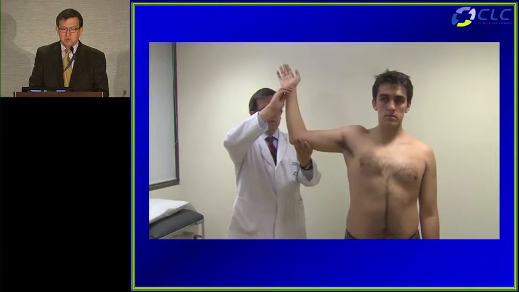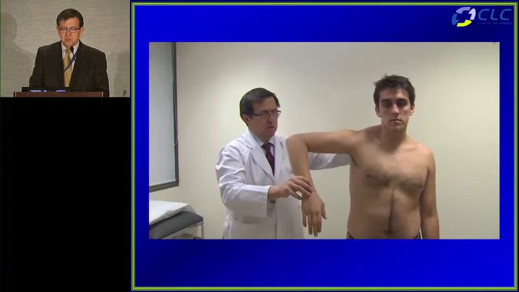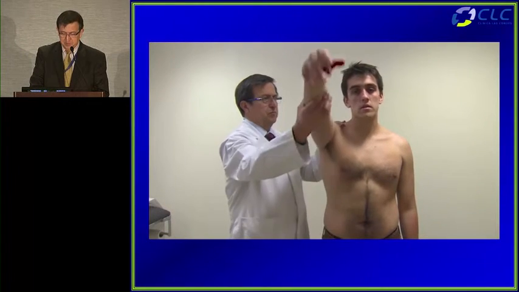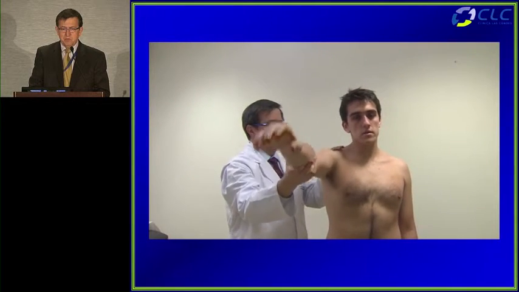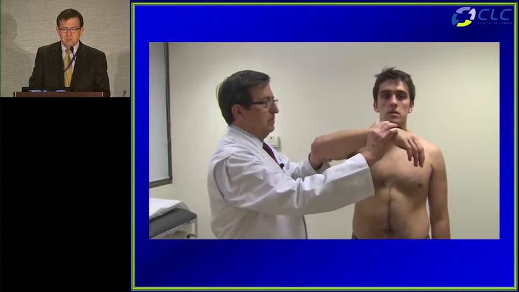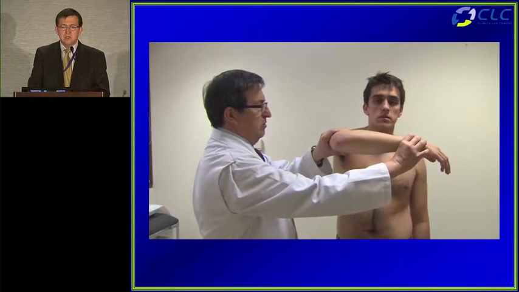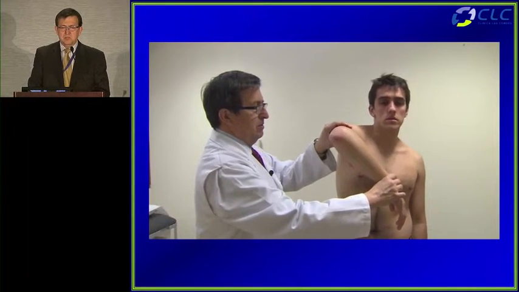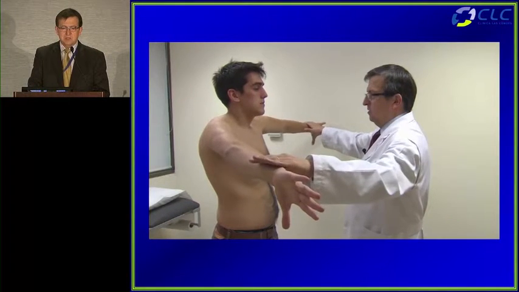The first test that we perform after the internal and external rotation at 90 degrees is the Neer test. Normally it's positive when there is pain when we are doing forward elevation. Then the Hawkins-Kennedy test. In this case, when the arm is in internal rotation, we can have some pain. In that case, the test is positive.